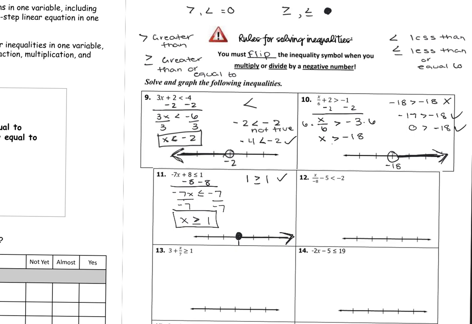So we can pick any value that is greater than or equal to 1. So we can pick 4 is greater than or equal to 1. We can't say that 0 is greater than or equal to 1, so that would not be true.